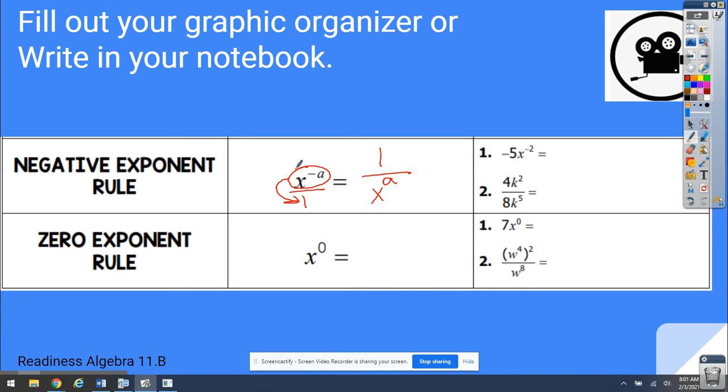Now, if I don't have anything left up here, once I move all this down, there's nothing going to be on top. So you always have to put that 1. So let's go ahead and practice on these two here.